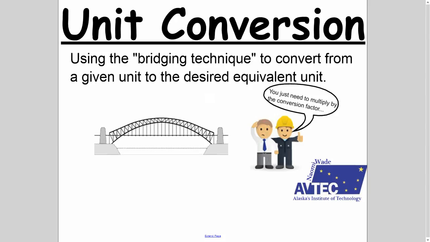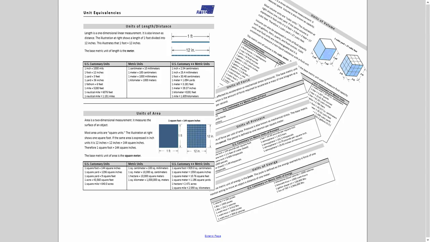Hello, in this video we're going to look at how to use the bridging technique to convert from a given unit to the desired unit using your unit conversion chart. The unit conversion chart is set up with the US customary on one side, the metric in the center, and then the US customary to metric on the right hand side.